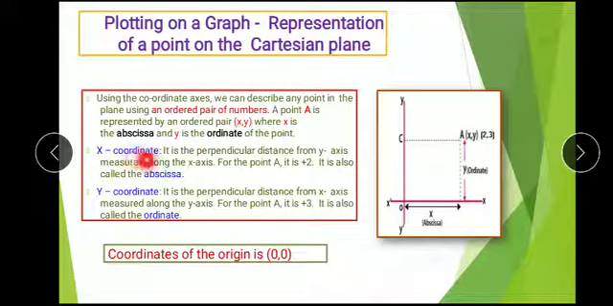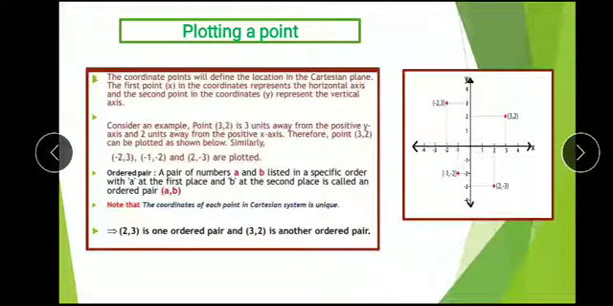The x-coordinate is the perpendicular distance from the y-axis measured along the x-axis. So this perpendicular distance is called the x-coordinate, and the perpendicular distance from the x-axis is called the y-coordinate, or we can simply call it the ordinate. The origin O has coordinates that are always (0, 0).